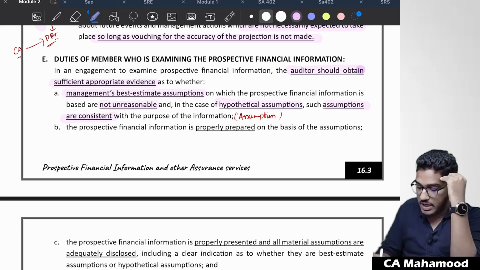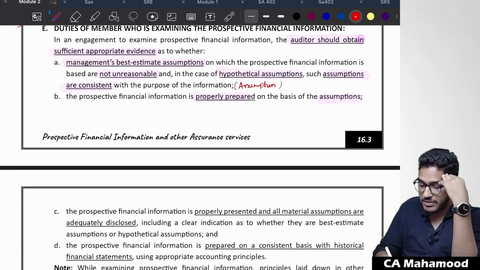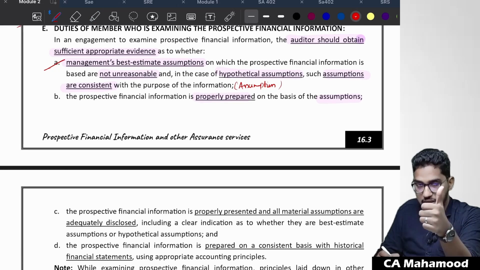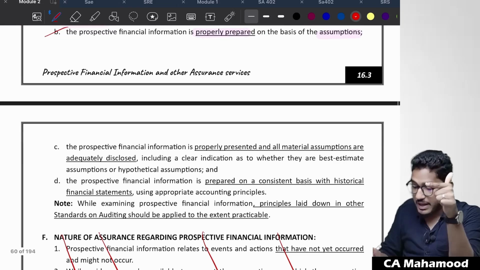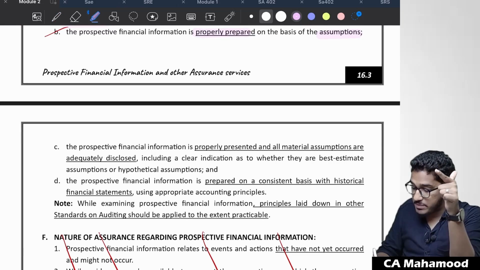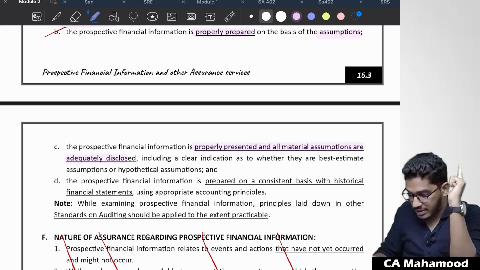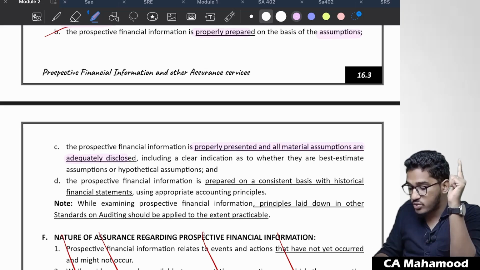Next, the second one: the prospective financial information is properly prepared on the basis of assumptions. So the first one talks about verifying the assumptions, whether they are reasonable or not. Number two, we have to check whether they are properly prepared or not. And the prospective financial information is properly presented and all material assumptions are adequately disclosed, including a clear indication as to whether they are best estimate or hypothetical assumptions.